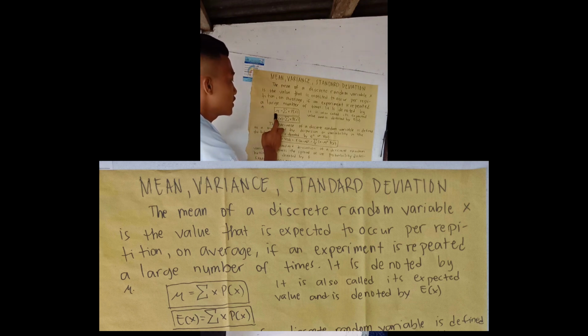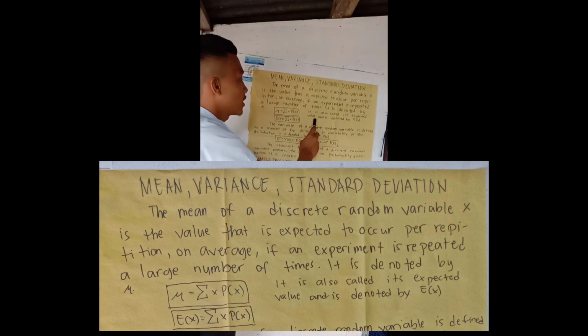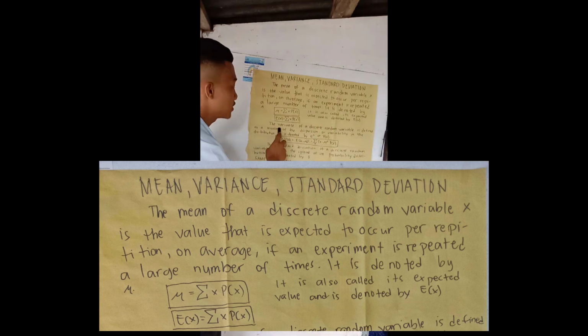And this is the equation to get the value of our mean, which is the summation of x, the given x, multiplied by the probability of x or the f of x. And it is also called its expected value, and this is denoted by E of x. So sometimes it is denoted like this, E of x or the expected value.